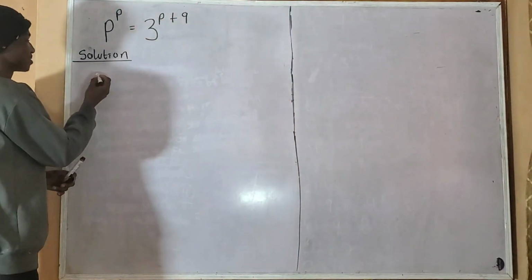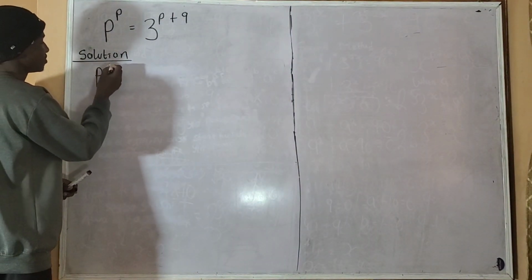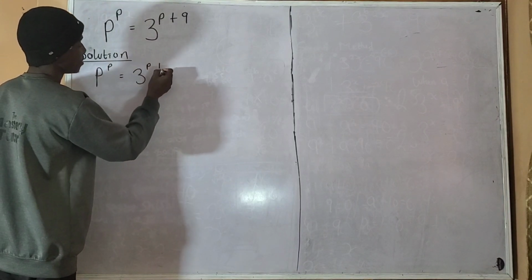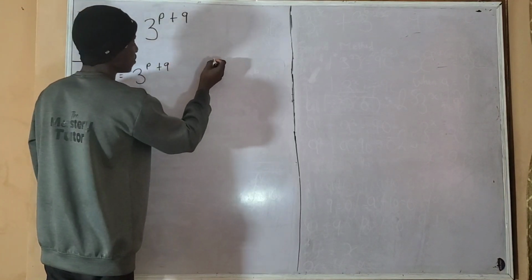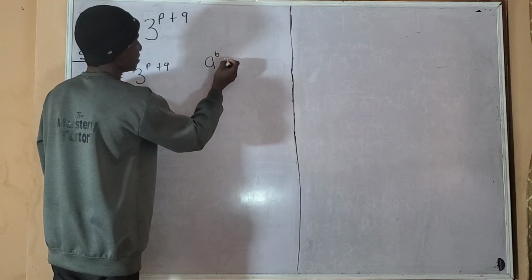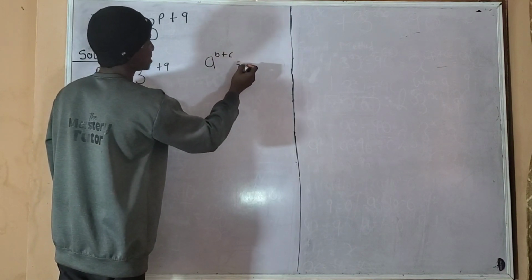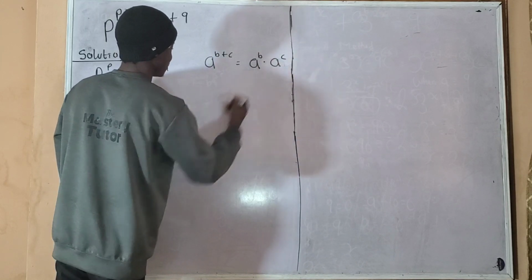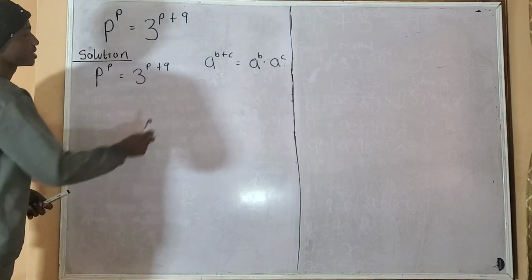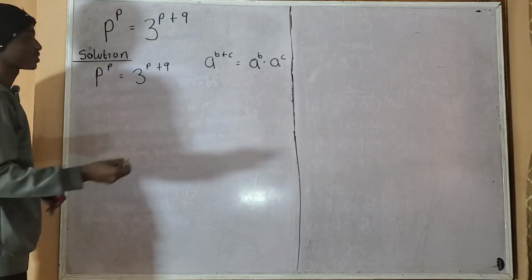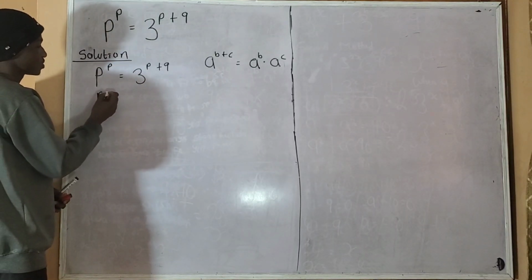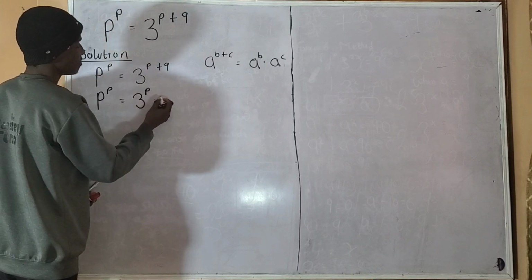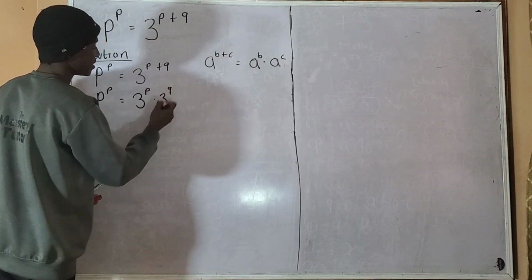Okay, to solve this question, approach the question like this. We have p raised to the power of p equals 3 raised to the power of p plus 9. Recall that if you have a raised to the power of b plus c, this can be written as a raised to the power of b multiplied by a raised to the power of c, right? So I'm going to use this law. I'm going to apply it here. So the equation becomes p raised to the power of p equals 3 raised to the power of p multiplied by 3 raised to the power of 9, right?